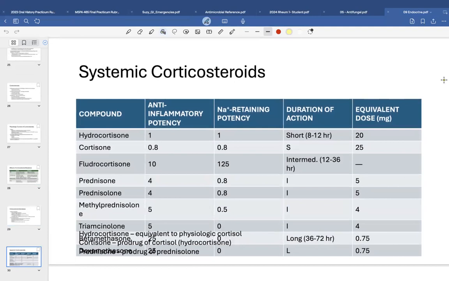How these drugs are different from each other is in terms of what we call their glucocorticoid property, which is represented in the second column here, and their mineralocorticoid property, which is this column. What's going to stand out to you right away is that fludrocortisone is by far the most potent mineralocorticoid that there is.